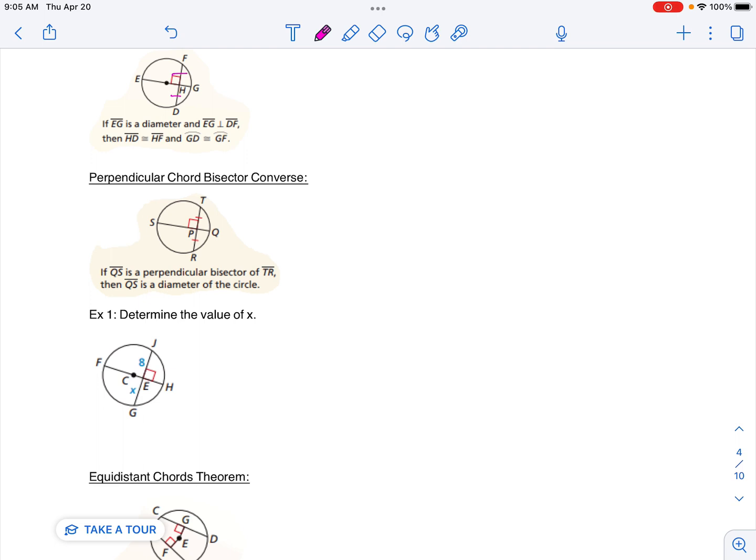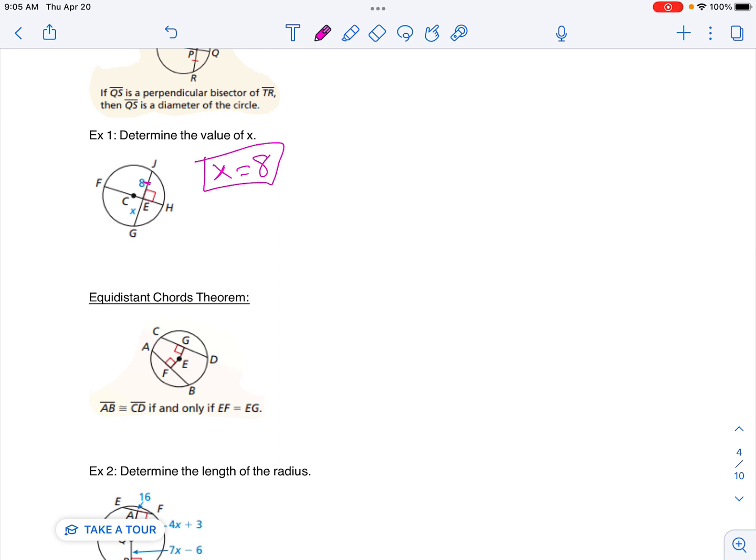Example 1, determine the value of X. So we have a perpendicular, we have a diameter, therefore that chord is split in half. If my pen would write, X equals 8.